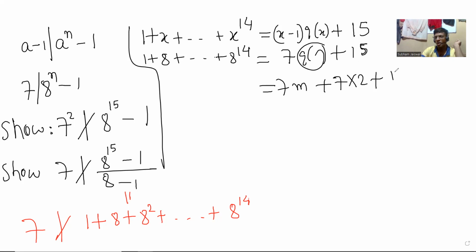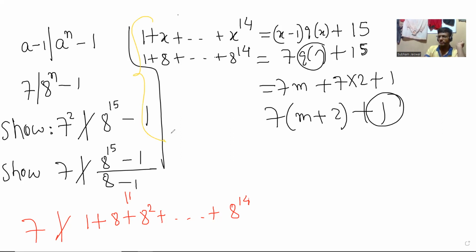And so 1 is the final residue, because 1 is a number that's less than 7, and you can write the whole thing as 7 times something plus 1. So the remainder is 1. Okay. So again, you see, polynomials somehow tend to be useful once again.